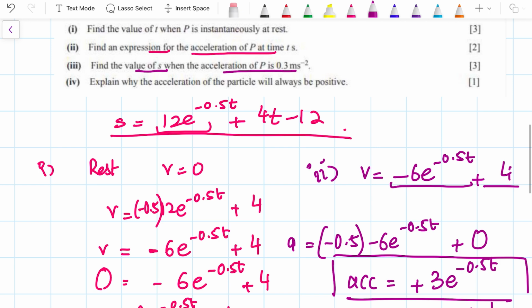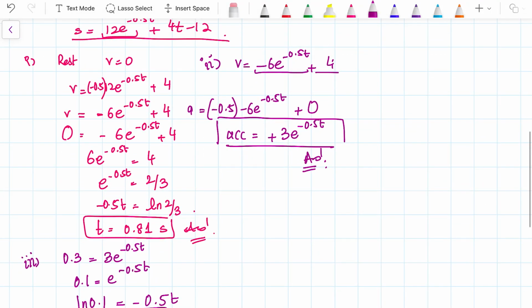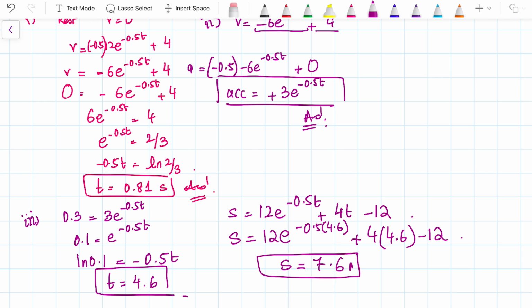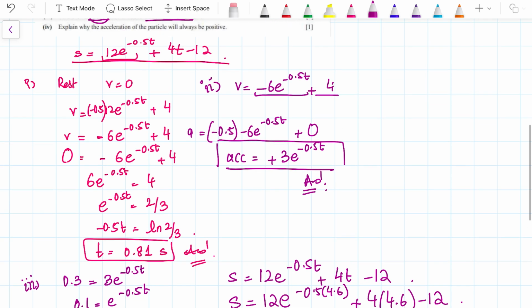Now, value of displacement. So we have the displacement equation, which is S is equal to 12e^(-0.5t) plus 4t minus 12. So in place of t, I will just input 4.6. 12e to the power... This gives me the displacement value of 7.6 meters. That means at time 4.6 seconds, the particle is 7.6 meters away from the fixed point O, because they asked for the displacement, not the distance.